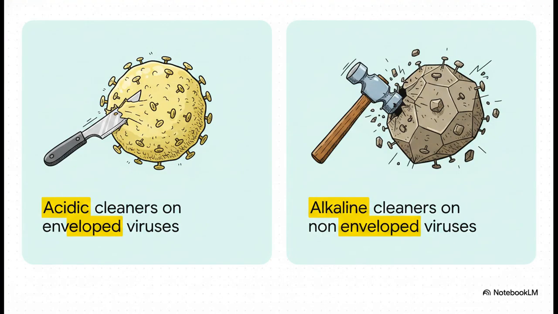So this means you have to choose your weapon based entirely on the enemy's armor. Acidic products, which sit low on the pH scale, well, they're your precise scalpel. Great for cutting through fatty enveloped viruses and way safer for daily use on your surfaces. But a scalpel isn't going to break a stone wall, right? For norovirus, you need alkaline disinfectants like high pH chlorine. This is your heavy hammer. It brutally smashes the proteins in non-enveloped viruses, but you gotta use extreme caution because a hammer can easily damage the surfaces you're trying to clean.